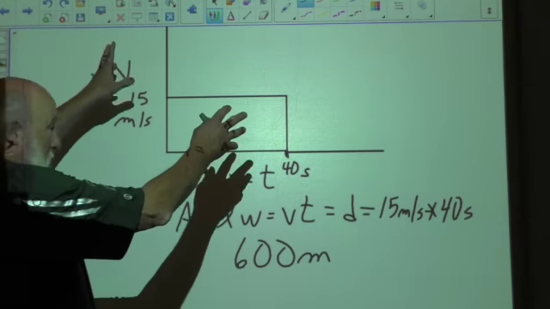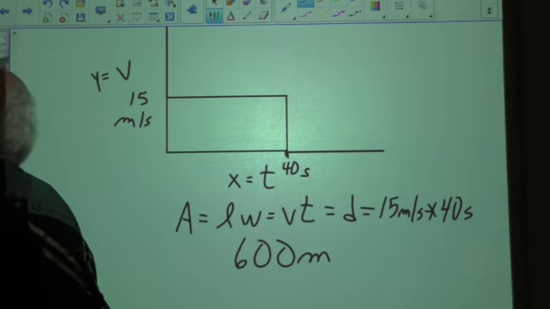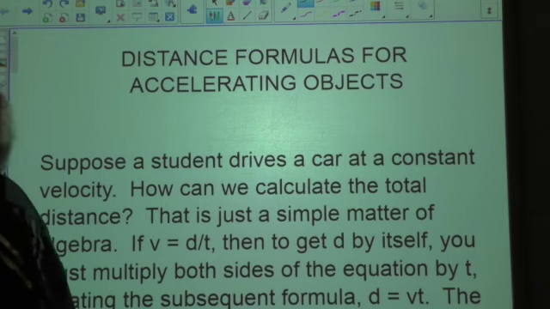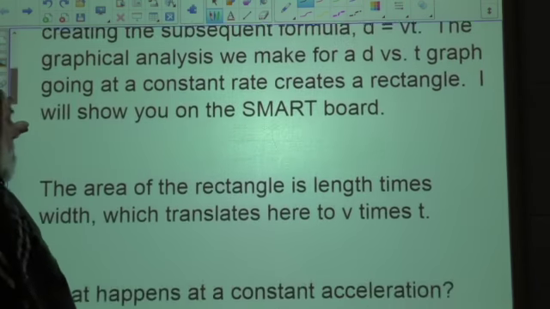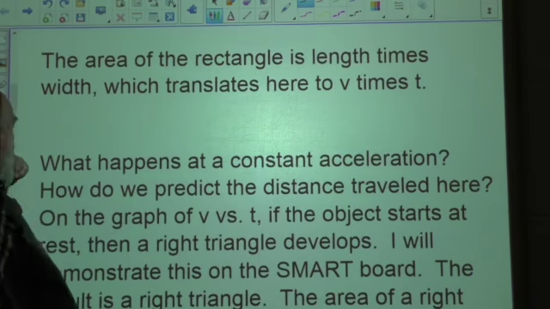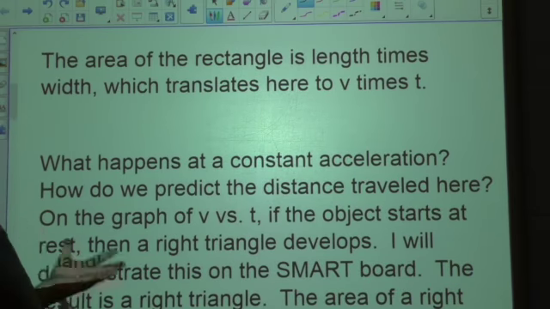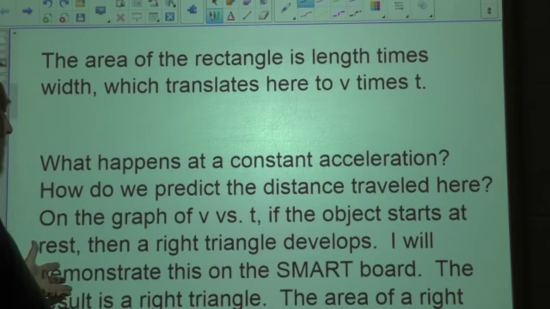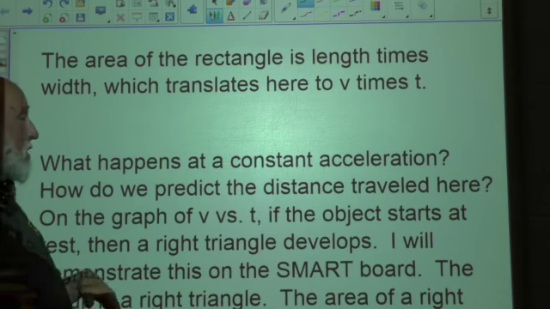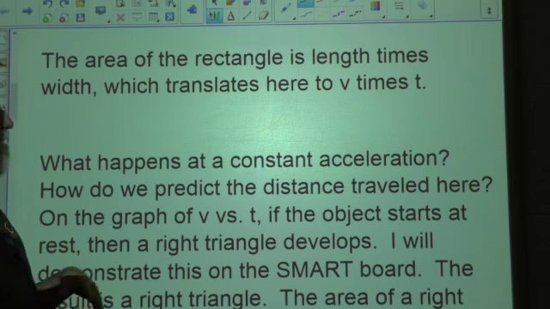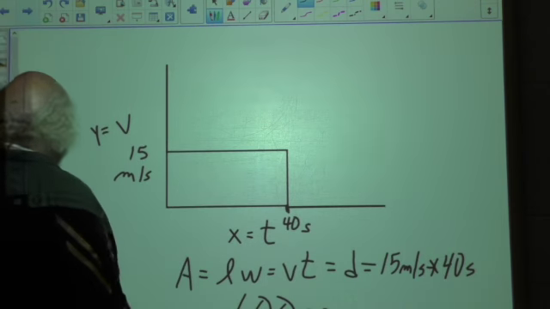With my nice little rectangle that I'm so proud of. Okay, so what happens at a constant acceleration? We're going to look at v versus t again, only something else is going to happen here. So let's take a look at that.